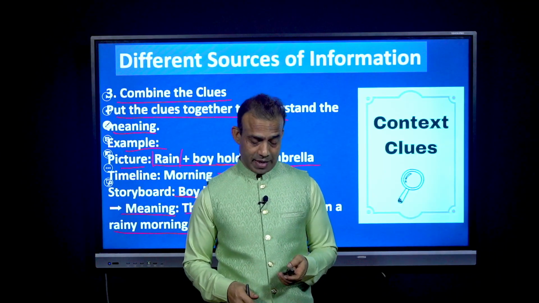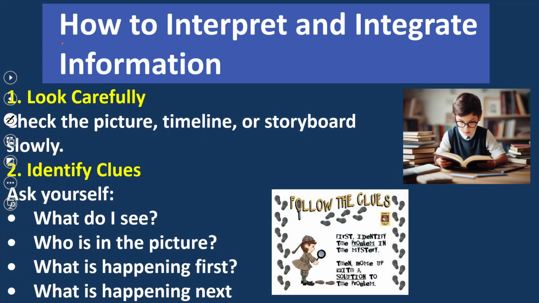Now, move to the next slide. Yes, how to interpret and integrate information. These are the steps by which we can interpret and integrate information from different sources. First of all, look carefully. Check the picture, timeline, or storyboard slowly. It means we have to observe all these sources slowly, right? So that we can understand all the things easily. Next one is identify clues. The next point is identify clues from the picture.